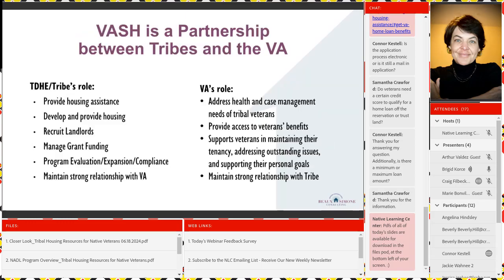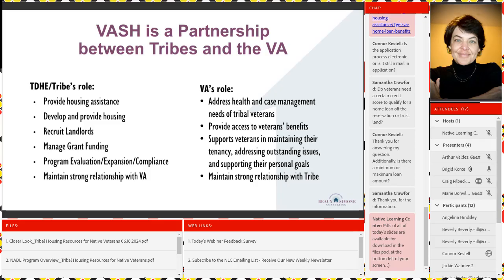Next slide. So VASH is a partnership between the tribes, TDHEs, and the VA. So under this program, there's an annual rental assistance grant that comes with some administrative funding. And the grant is awarded to the tribe or TDHE. That grant provides housing assistance in the form of rental assistance subsidies. It provides that rental assistance.